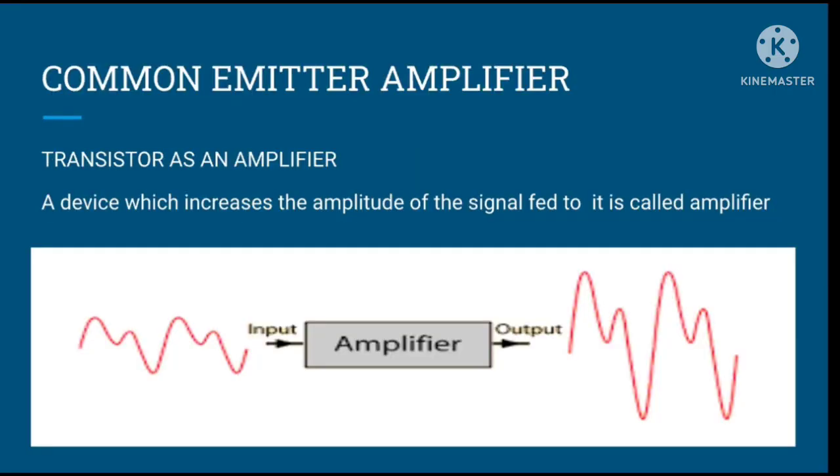So now next is the amplifier, known as a common emitter amplifier, in which the transistor acts as an amplifier. So what is an amplifier? It is a device which increases the amplitude of the signal fed to it. For example, as shown in the figure, a weak input signal, that is a signal of small amplitude, is fed to the amplifier, which in turn amplifies it, and we get an output signal of large amplitude.